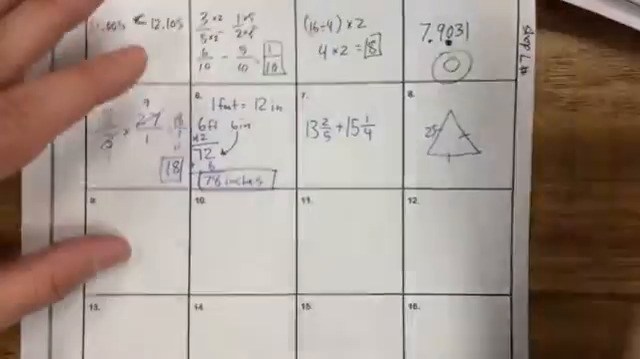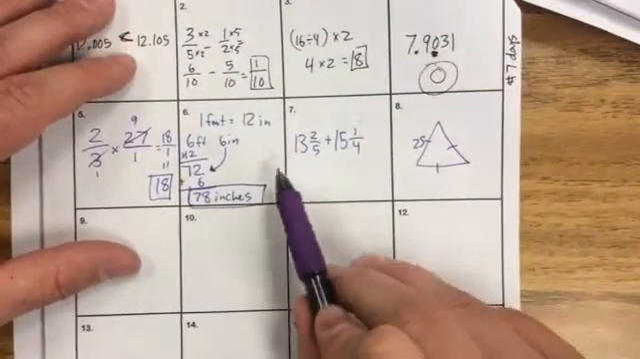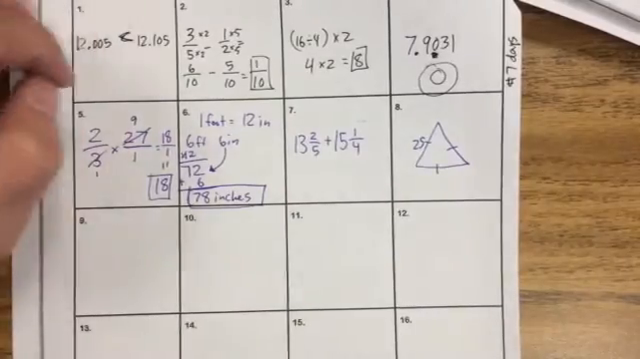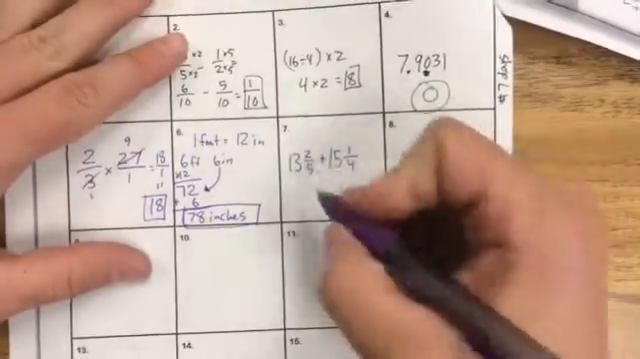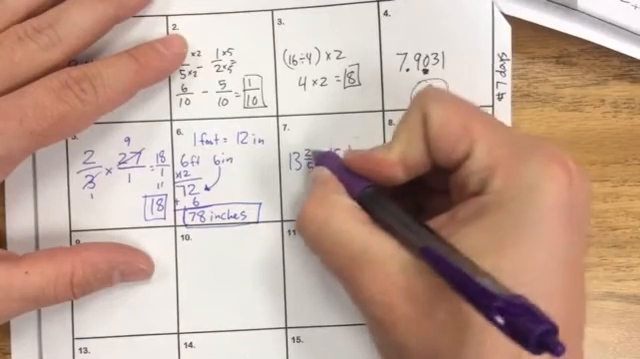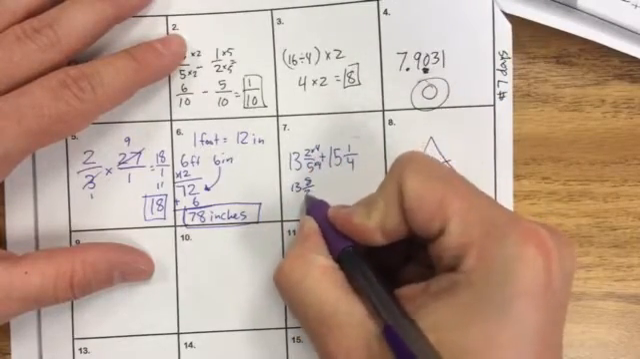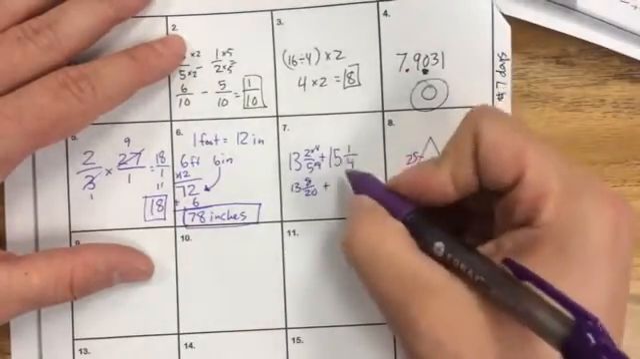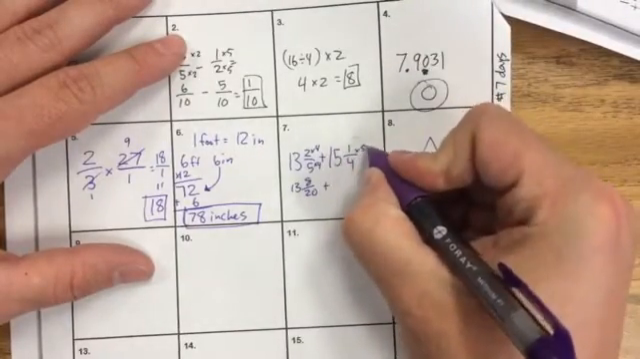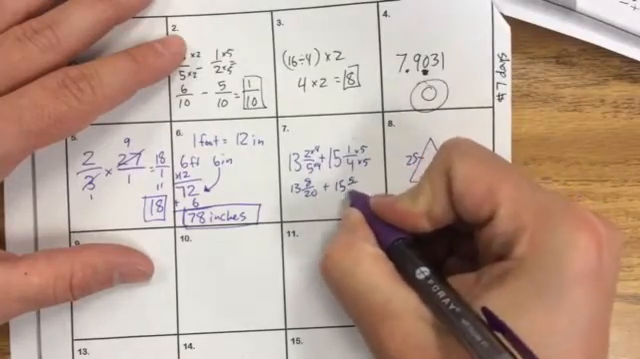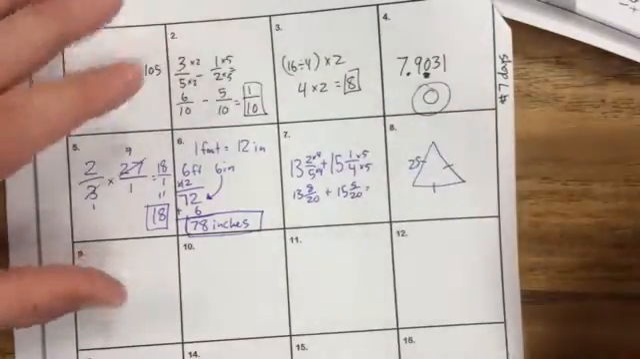All right. Number 7, they want us to take a look at 13 and 2/5 plus 15 and 1/4. Before we can solve this, we must find a common denominator. So I'm going to just do that cross multiplying, times 4 times 4. And so that's going to give me 13 and 8/20. And then I've got times 5 times 5, and that's going to give me 15 and 5/20. Go ahead and add that up.